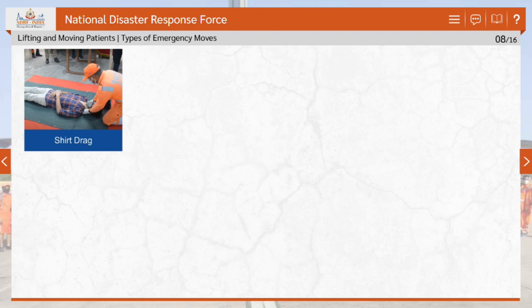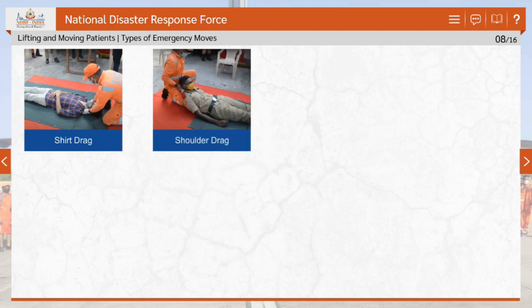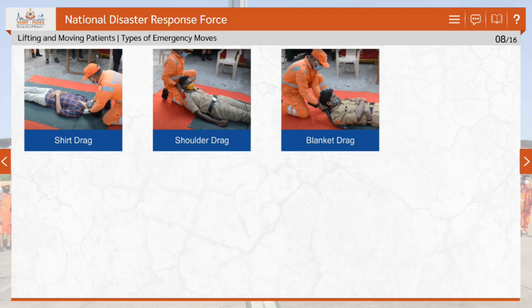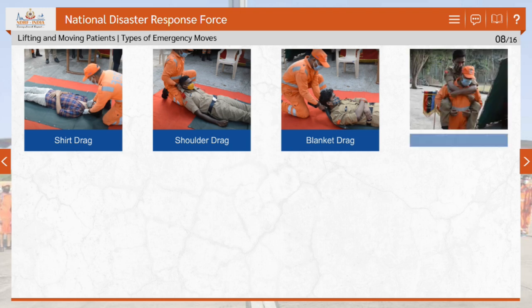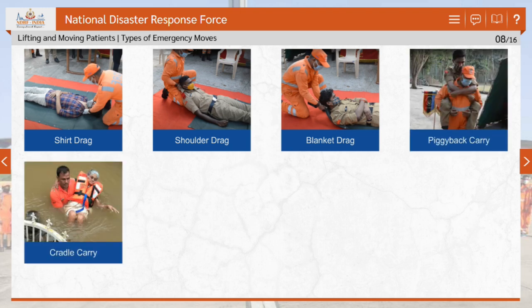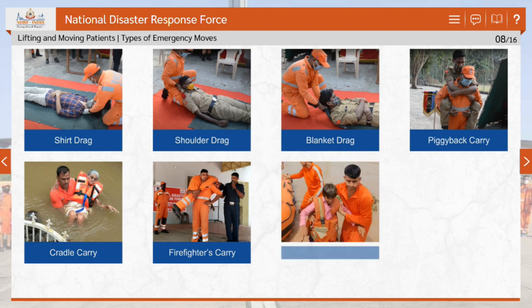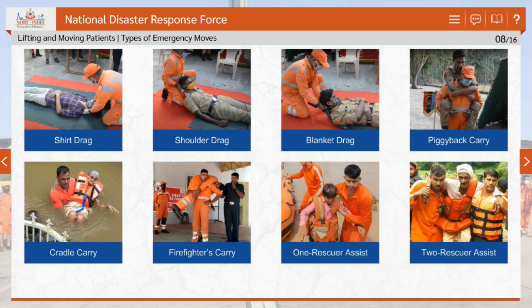Some types of emergency moves are shirt drag, shoulder or forearm drag, blanket drag. Other types of emergency moves: piggyback carry, cradle carry, firefighters carry, one rescuer assist, two rescuer assist. Click each type to know more.